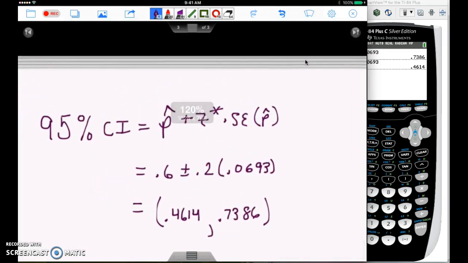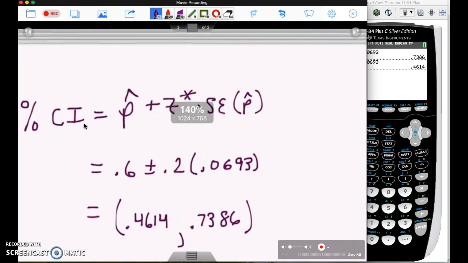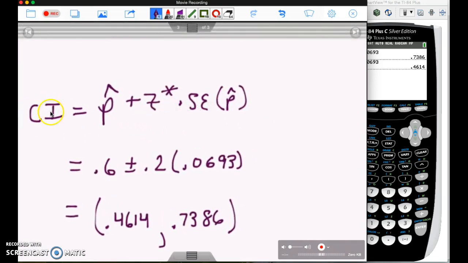So here's where we were. This is the formula for any confidence interval. So ignoring the 95, in fact, I'm going to move it off the screen. Any confidence interval is equal to our sample proportion plus or minus our Z critical value, which is based on the confidence level we want, times the standard error.